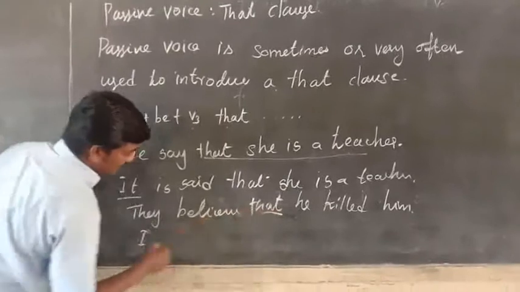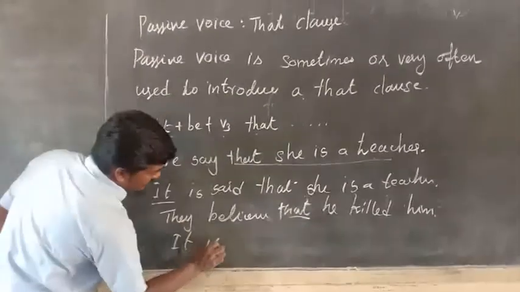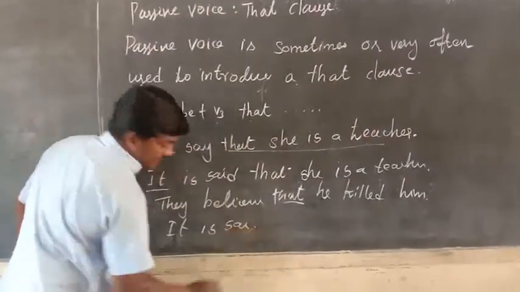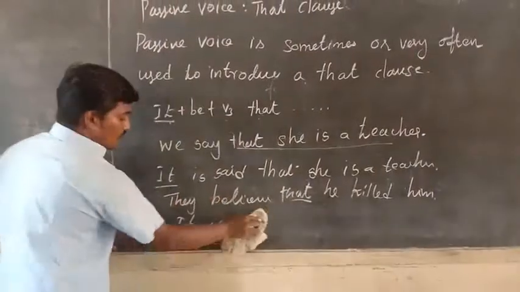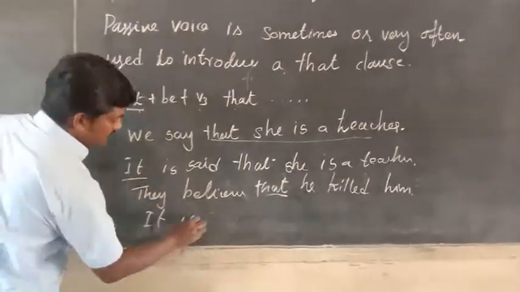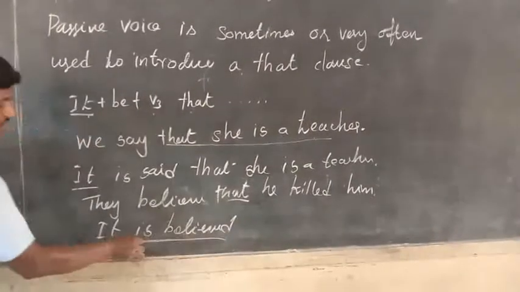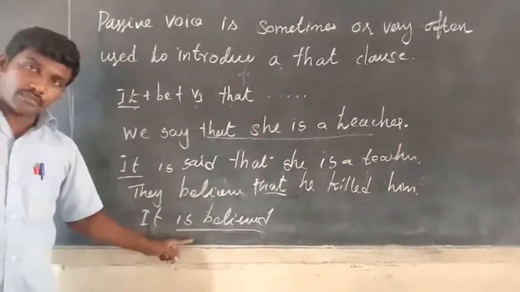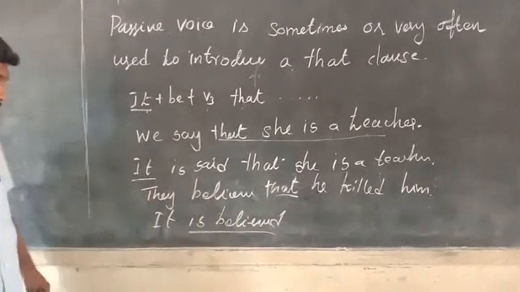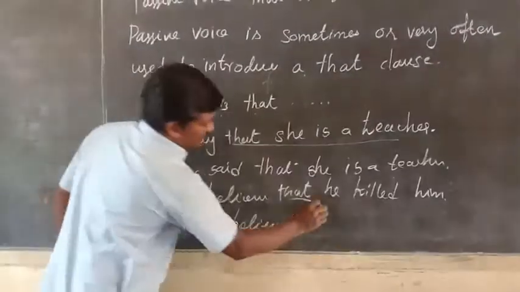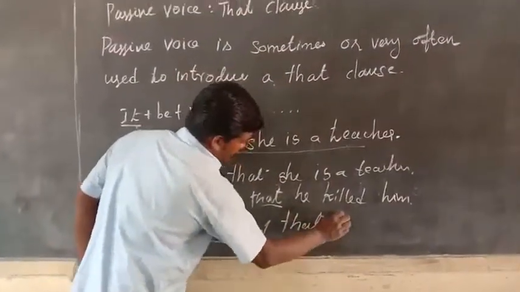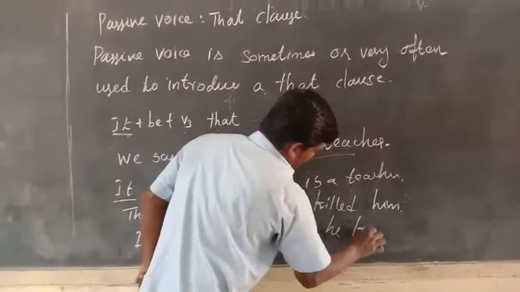When you find the that-clause, you should write like this: it is believed. So what verb do you have here? It is believed. This is a passive form because before that, V3 is called the passive form. It is believed, then the remaining sentence we write in the clause: then he killed him.